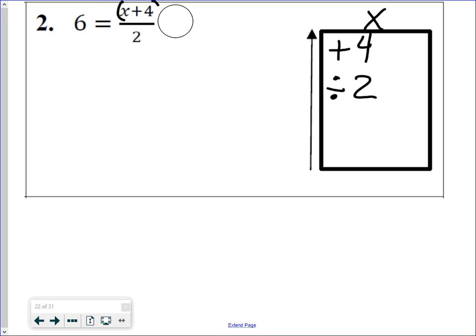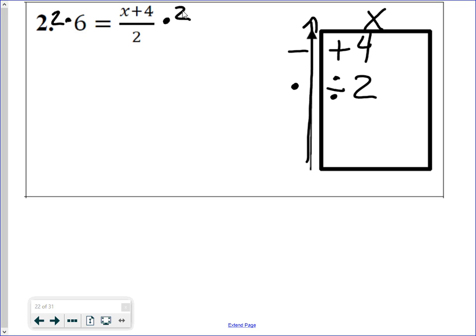Now, remember that we're going to solve this. We're going to go bottoms up and do the opposite operation. So instead of dividing by 2, I'm going to multiply by 2. Instead of adding 4, I'm going to subtract 4. So let's do it. We're going to multiply by 2 here and multiply by 2 here.